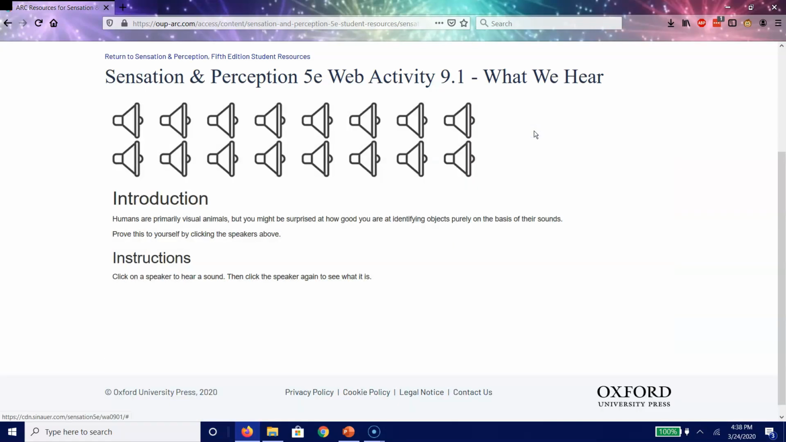So I'd encourage you to go to the Companion Site and try to see if you can identify all of these different types of sounds. Now notice that for all of these, you were able to identify the object without even having to see it.